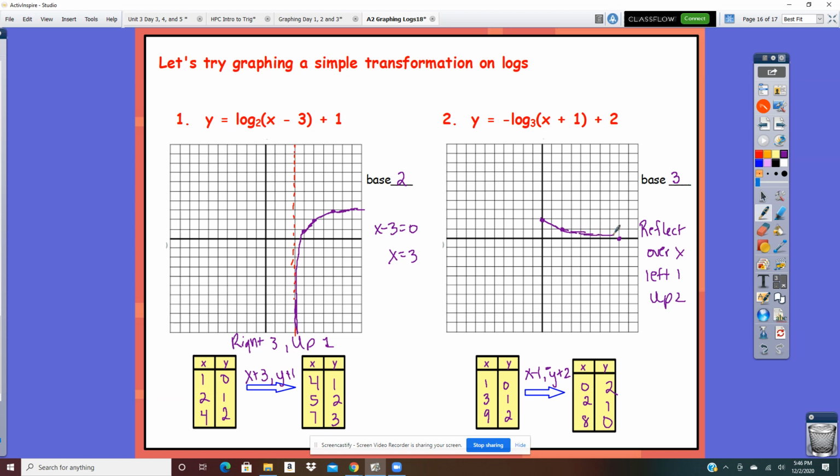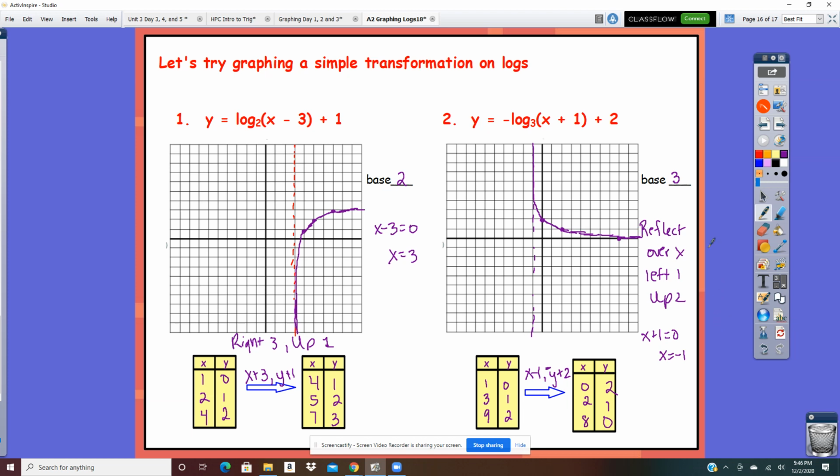Now, where is that asymptote? That's the other feature you want to make sure you get correct. So x plus 1 equals 0, and that means x is going to equal negative 1, which makes sense because the graph moved left 1. So at x equals negative 1, that's your asymptote, and you're going to have to make sure your graph comes around and hugs that asymptote and comes around and connects to your graph.